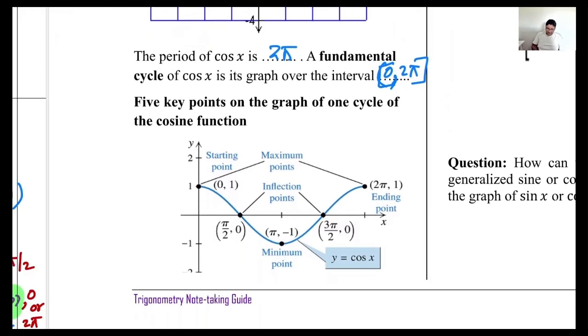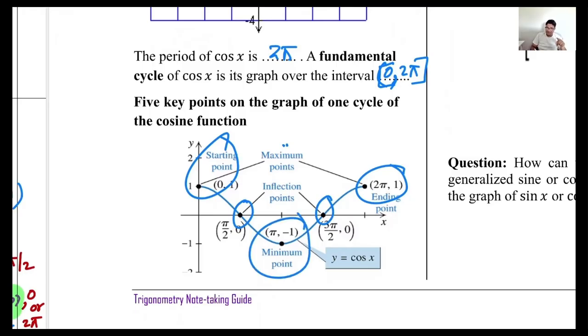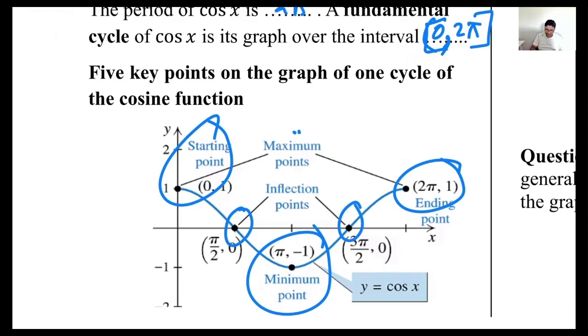And what are the key points? Here's the graph. The key points on the graph are your starting point and your ending point, which are also maximum points, and there are two inflection points. Here it was concave down, and in between it is concave up and again concave down. So the concavity changes at two points. So there are two inflection points, and there is only one minimum. You should check all the coordinates here.